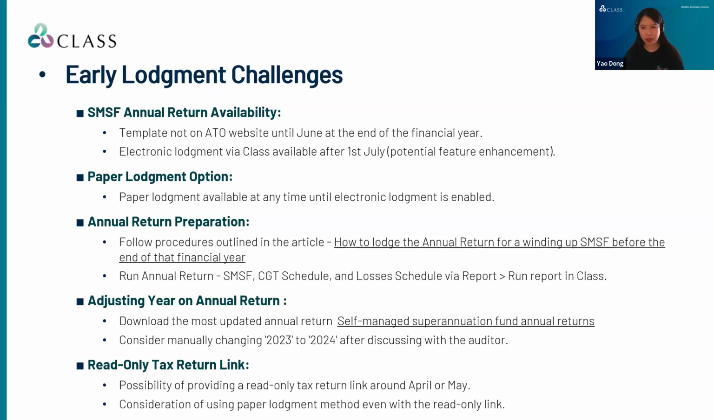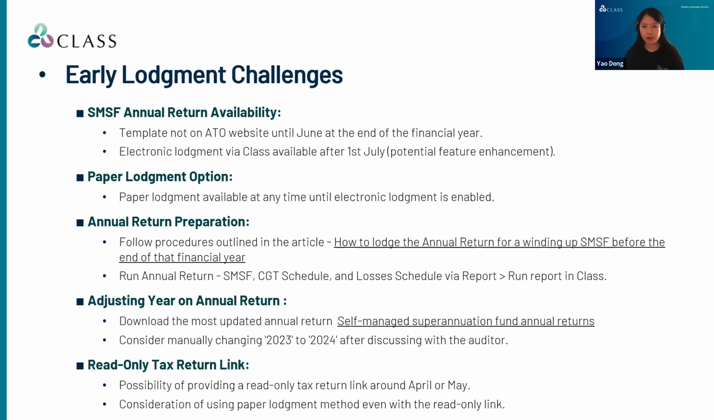Following the steps in this article, you can record the winding up date in the fund detail screen, finalize tax, and run necessary reports like annual return, CGT schedule, and losses schedule to prepare the paper lodgement. You can download the latest annual return from the ATO website. When dealing with the paper lodgement, you may consider crossing out 2023 at the top right corner and manually changing it to 2024.